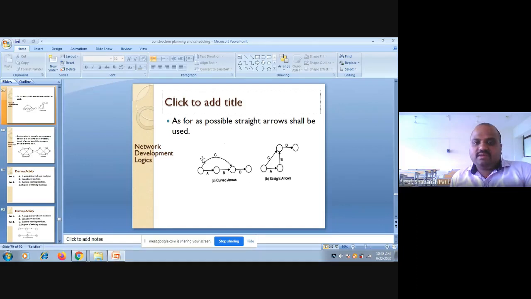The same thing here, your activity D is followed by activities B and C. The same thing I am representing here with straight arrows. And please remember, don't use curved arrows. You should only use straight arrows for the representation. Your network diagram shall be aesthetic, shall be appealing to the viewer.